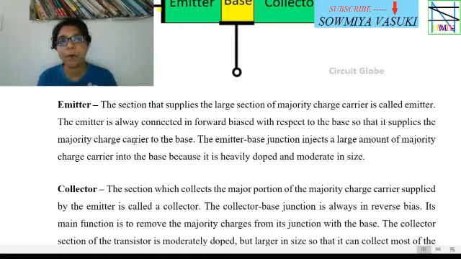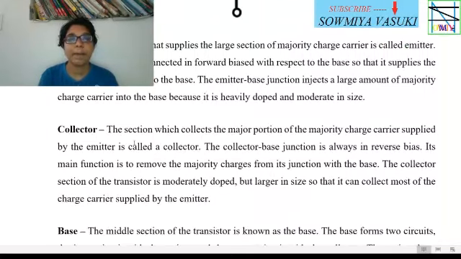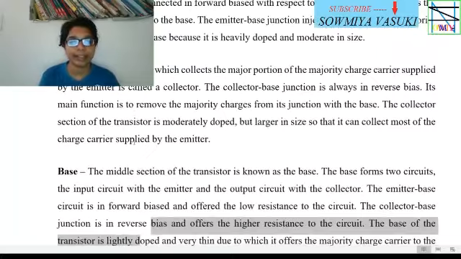The emitter is moderate in size. The collector is heavy in size. The base is lightly doped. That is, the emitter is heavily doped in a transistor, the collector is moderately doped, and the base is lightly doped.